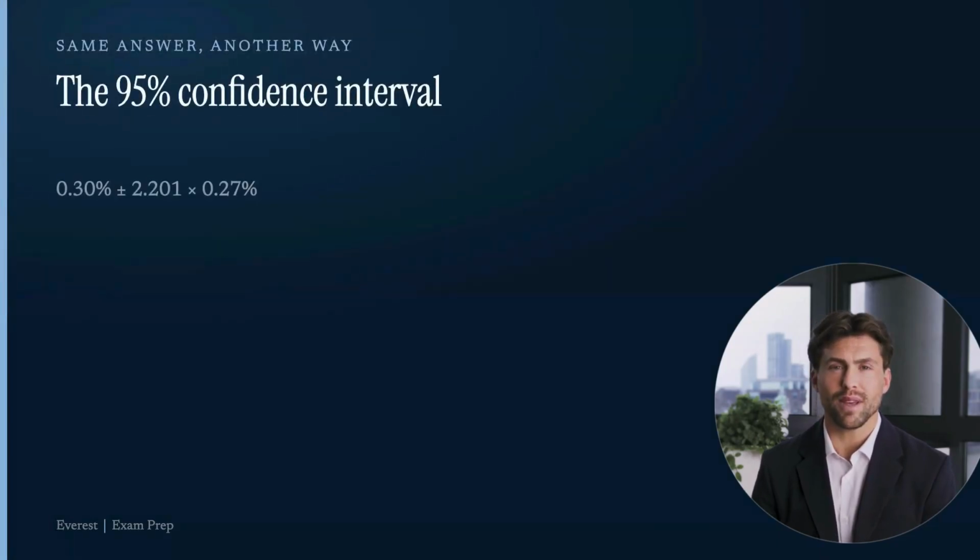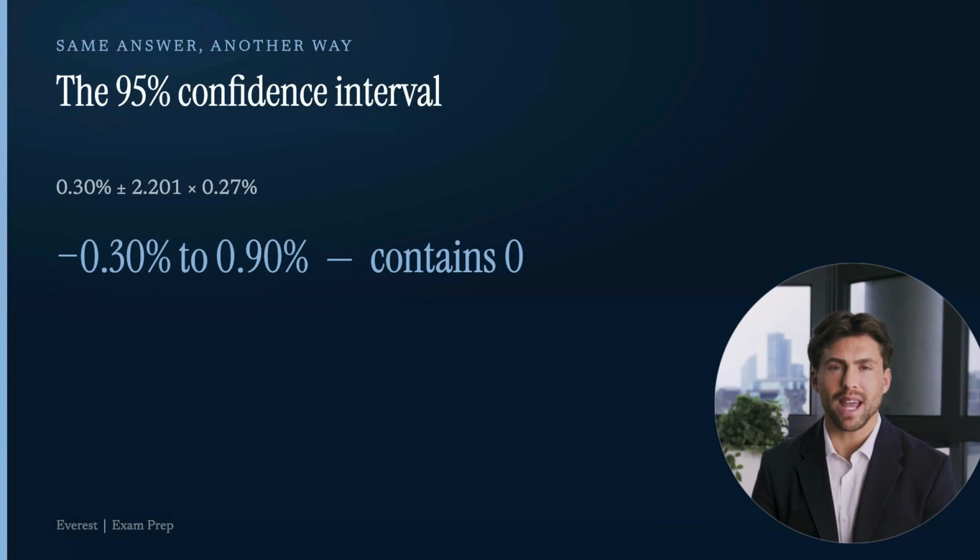Same answer. The confidence interval way. The 95% interval around that 0.30% mean difference runs from about negative 0.30% to 0.90%. It contains 0, which is exactly why you failed to reject.